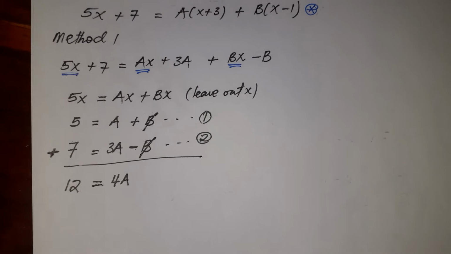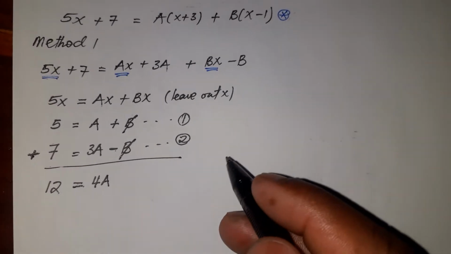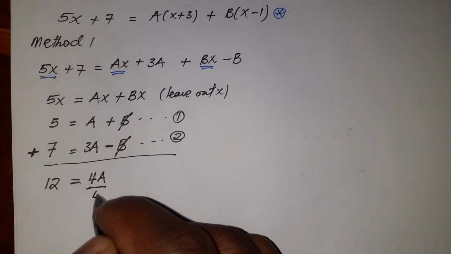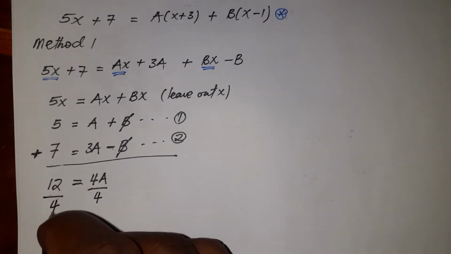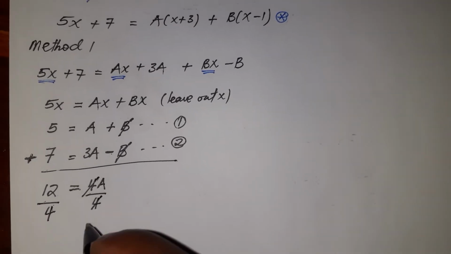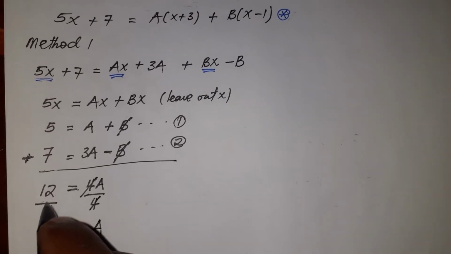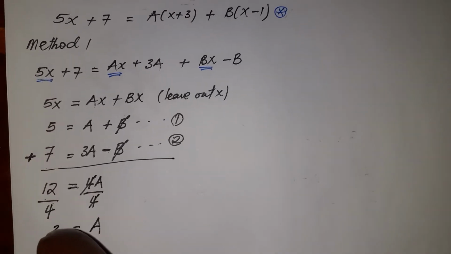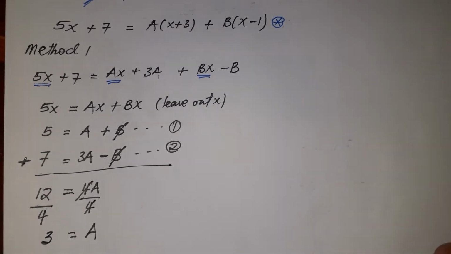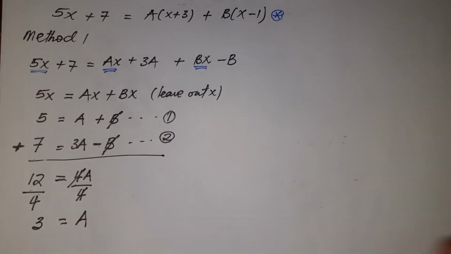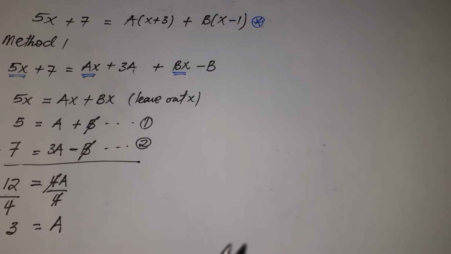Then since we only have one variable, which is a, we can now divide both sides by 4, so that this 4 and that 4 can cancel, and then our a is equal to 12 divided by 4. We should get 3. We are done with a.